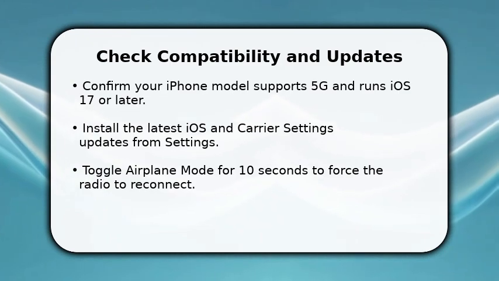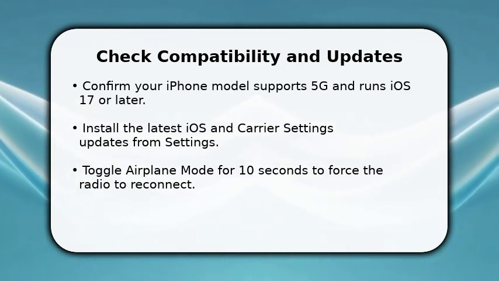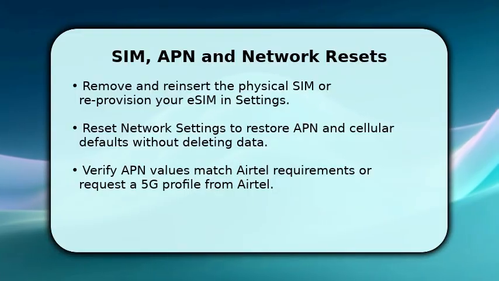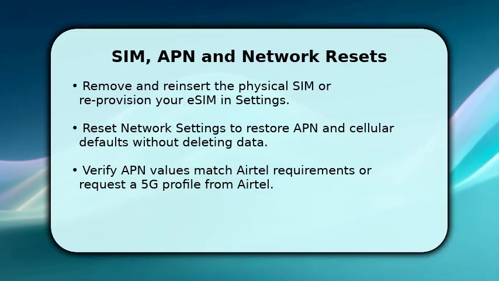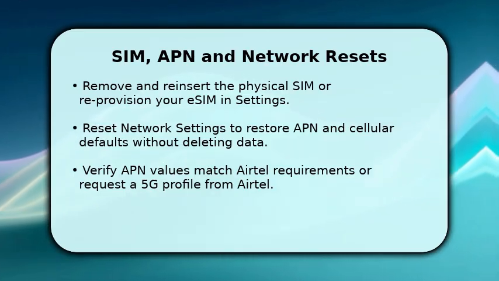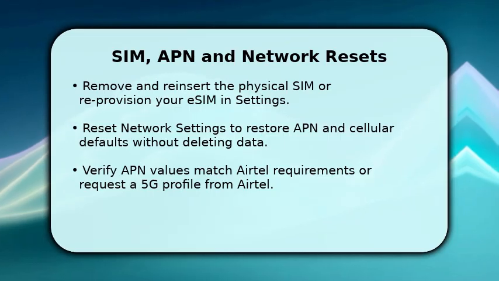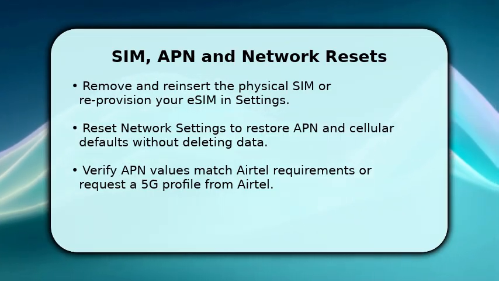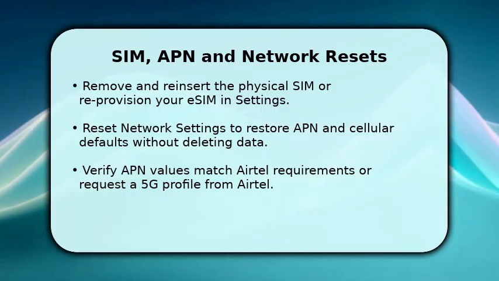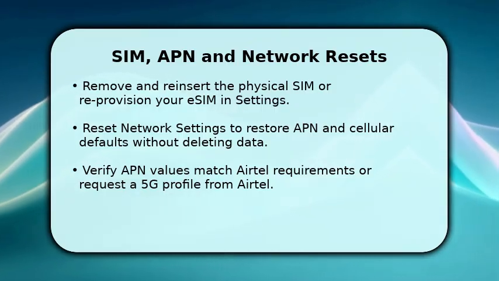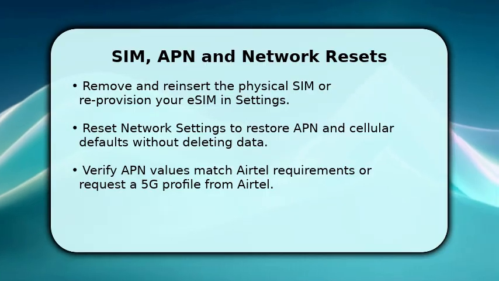Power down and remove your physical SIM, then reinsert it firmly into the tray. If using an eSIM, reprovision it in Settings, Cellular and confirm activation. Next, verify APN and MMS values match Airtel's supplied settings exactly. If unsure, request a 5G APN profile from Airtel support or via their SMS provisioning.